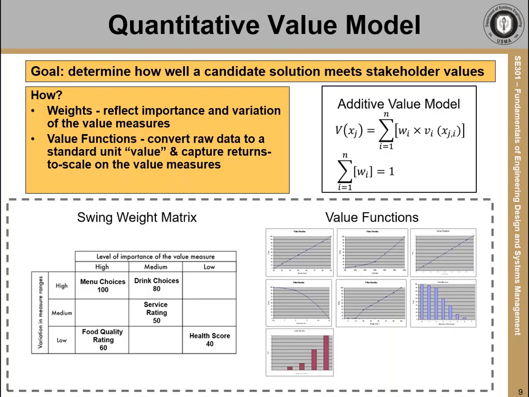We have two aspects of a quantitative value model. One is weights for the value measures that reflect the importance and variation of the value measures. The second is value functions that allow us to convert raw data to standard units of value and capture returns to scale on the value measures.